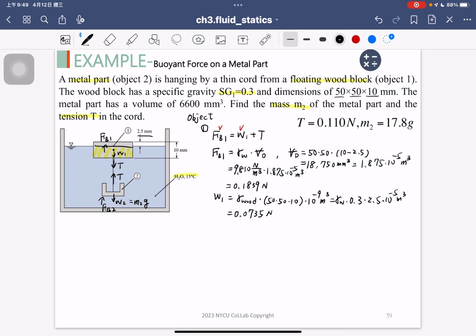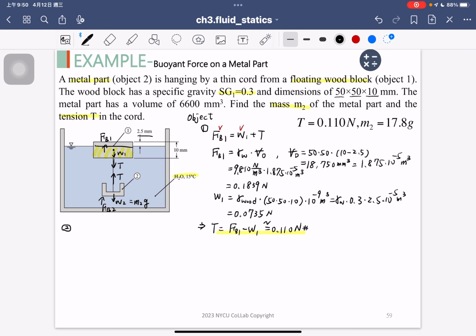So you have the FB value, the buoyant force, and the weight W, and then you can compute how large the tension force is. The tension force will equal FB1 minus W1, right? You can check all the numbers from your side. Based on my calculator, it is around 0.110 Newton. So we can answer based on object one and the force balance diagram, and compute the tension force. And then we can move to the second question.